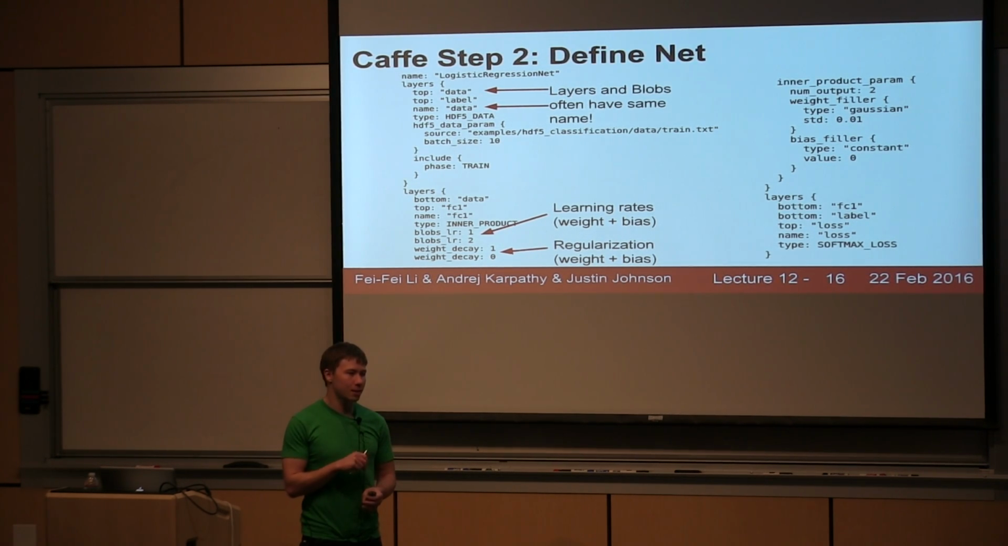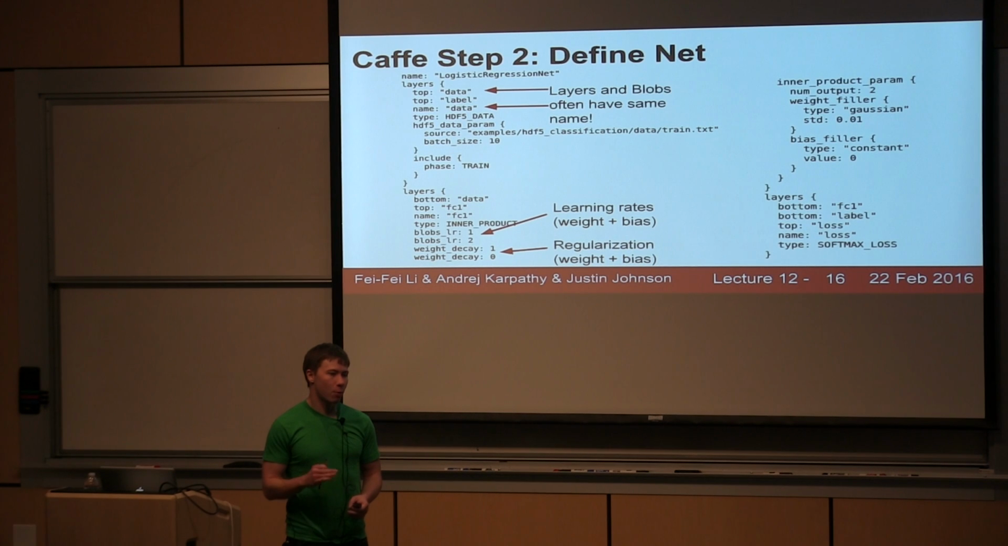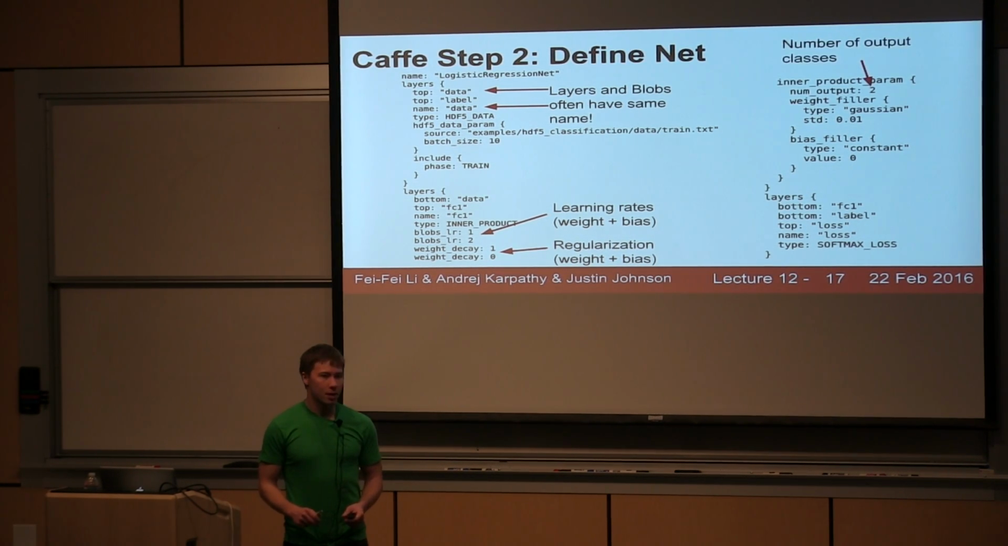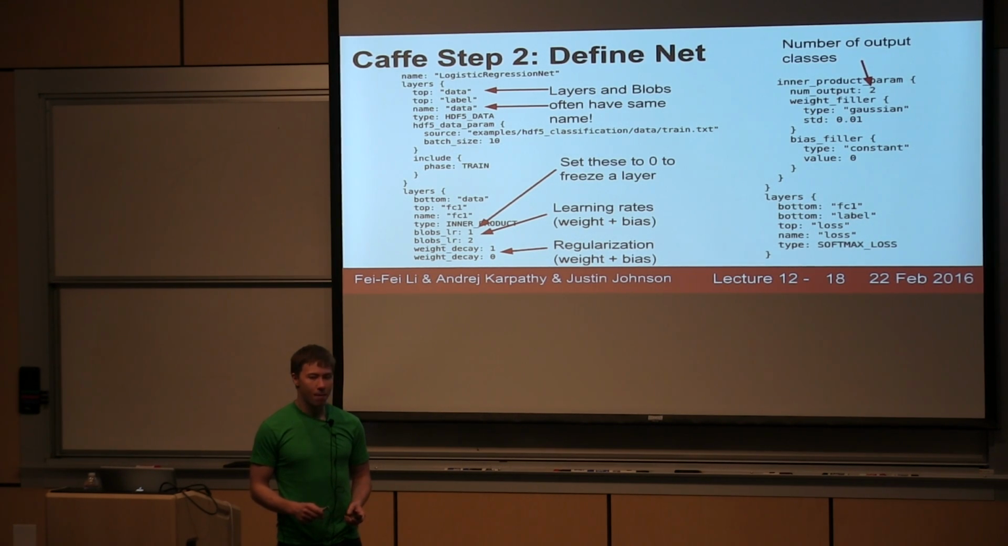And actually in right here, you'll define the learning rates for those two blobs. So that's learning rate and regularization for both the weight and the bias of that layer. Another thing to note is that to specify the number of output classes is just the num_output on this fully connected layer parameter. And finally, the quick and dirty way to freeze layers in Caffe is just to set the learning rate to 0 for the blobs associated to that layer's weights or biases.